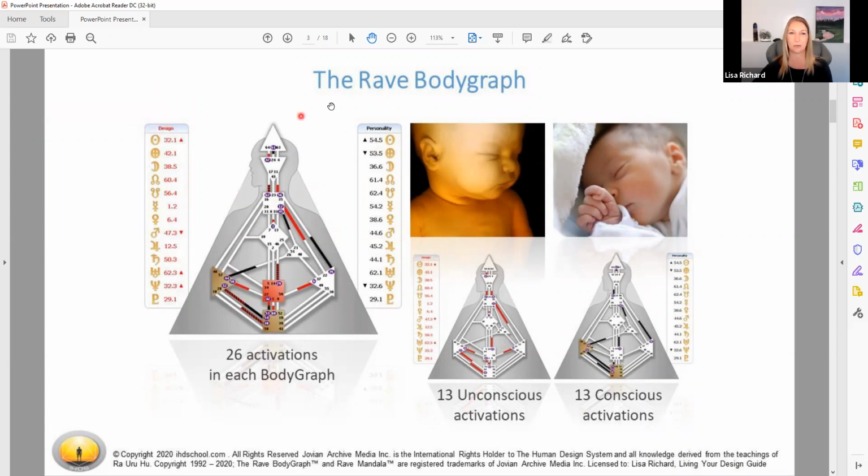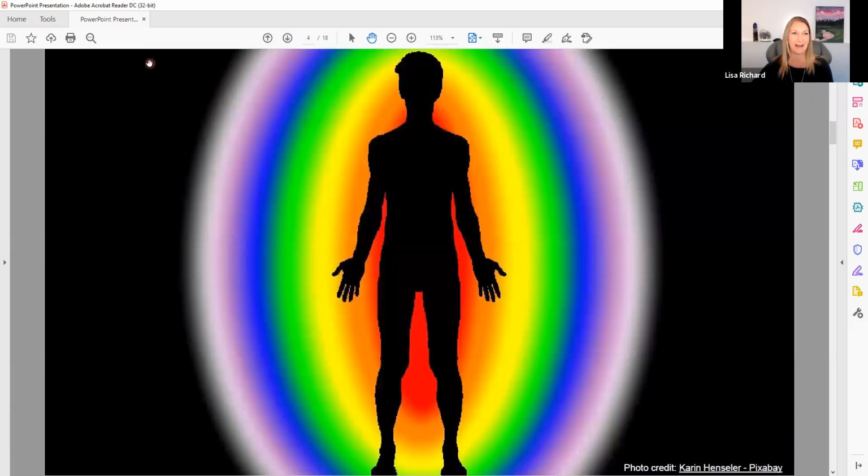Of course, it goes into a lot more depth. There are different lines and different gate activations, but that is for more advanced Human Design. Today I really just want to talk about energy, and how we are all energetic beings. We are so much more than just this physical body.